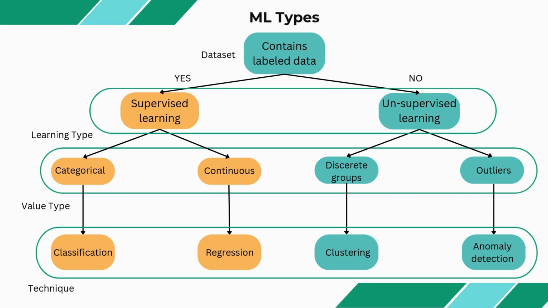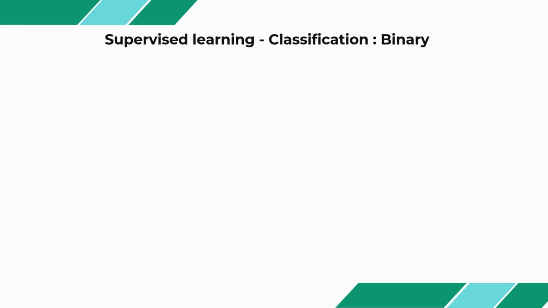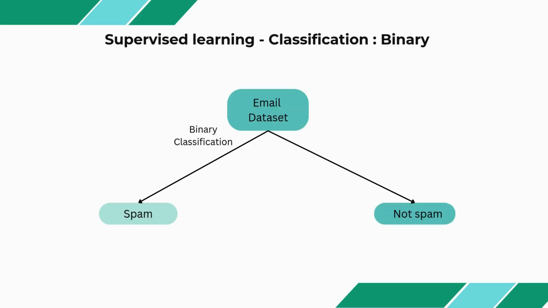And let's get into details of these techniques one by one, and we'll start with classification models. So classification models are part of supervised learning. And over here we have a couple of options. The first one under classification is binary, wherein if you take the example of an email dataset, whether it is spam or not spam, these are the two binary options available. So your model output would be either the email is spam or not spam.